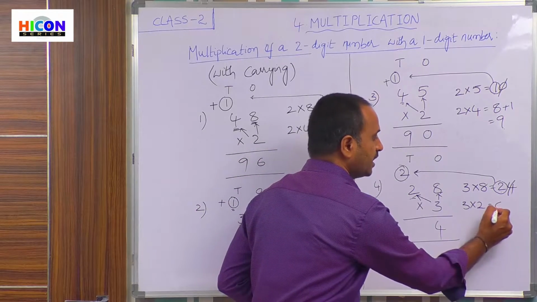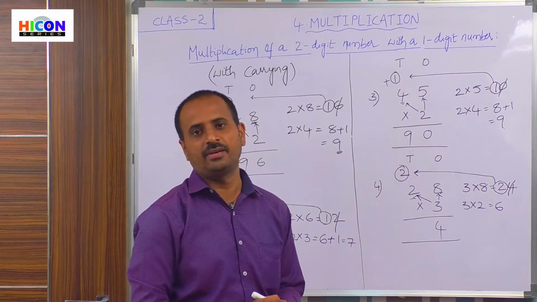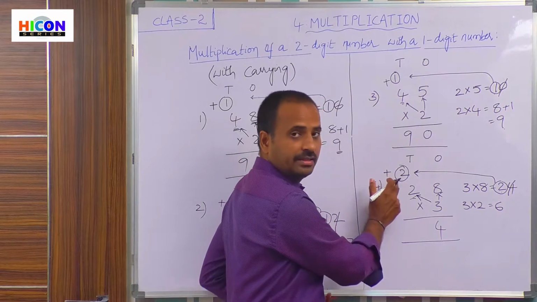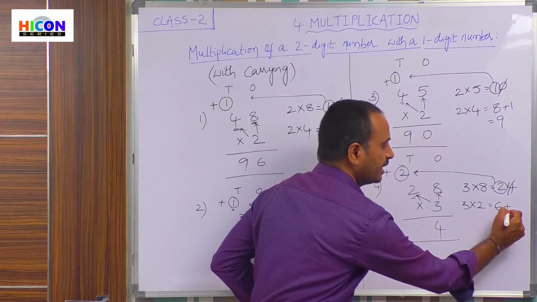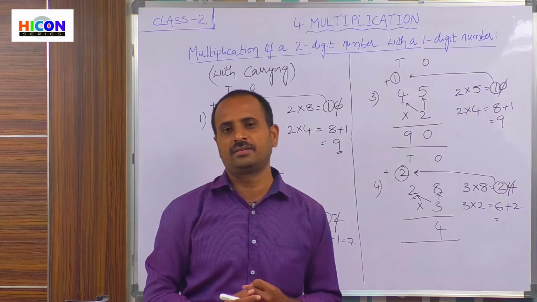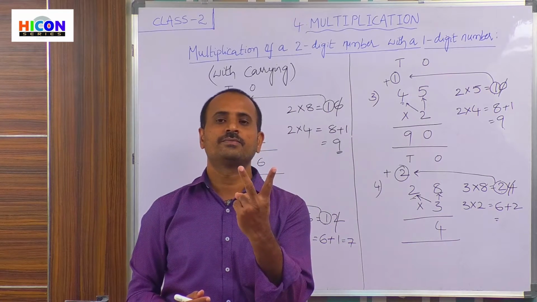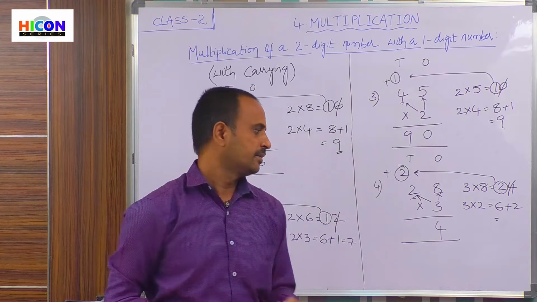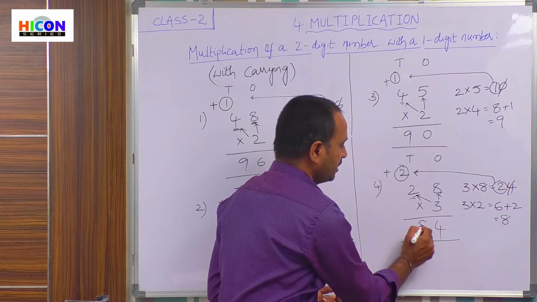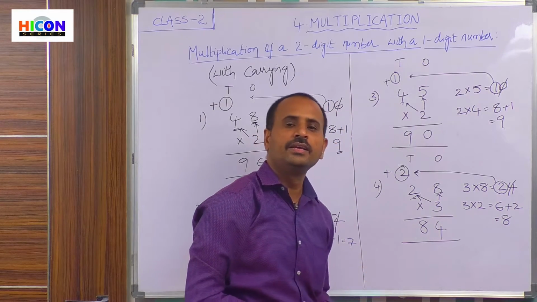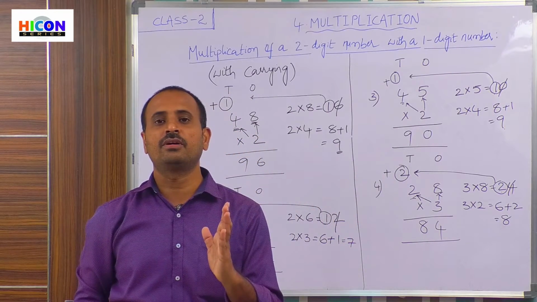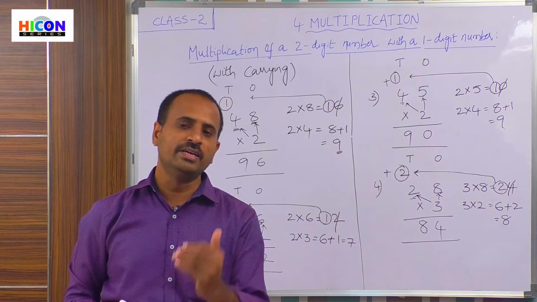So 3 2s are 6 and add the carried number here. What is the carried number here? 2 is the carried number, and add this 2 to the product, that is 6 plus 2. Children, how much is 6 plus 2? So you have to add 2 to 6. Take 2 fingers: 6, after that 7, 8. So 6 plus 2 is 8. So write this 8 under tens place. So the answer is 84. Children, these are the sum problems on multiplication of a 2-digit number with a 1-digit number.